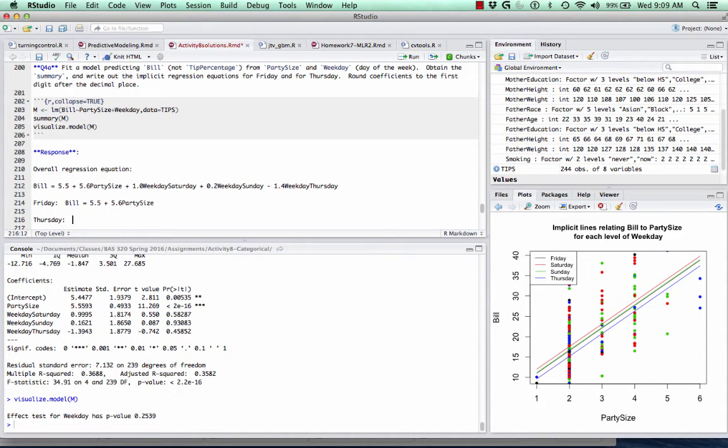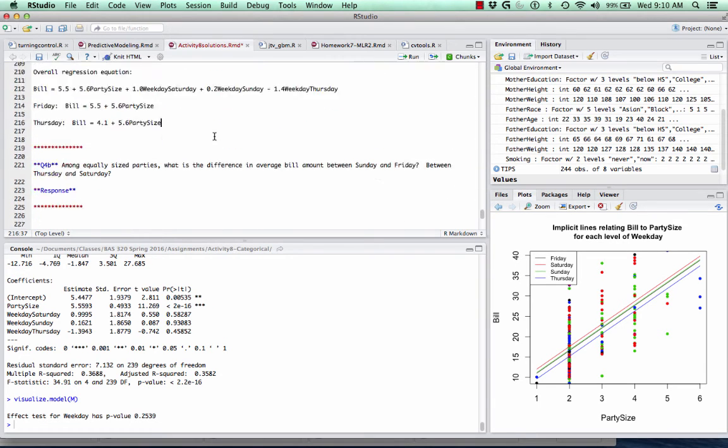All right, well, what about for Thursday? Weekday Saturday is 0, weekday Sunday is 0, weekday Thursday is equal to 1. So basically, we'll be taking that 5.5 and subtracting off 1.4 times 1 here. So that's going to be equal to 4.1 plus 5.6 times party size. Notice both these lines are parallel to one another. They have the same slope, like what we see over here. They have different intercepts. The difference in intercepts is cluing us in to the difference in the average bill amount between these 2 days of the week.